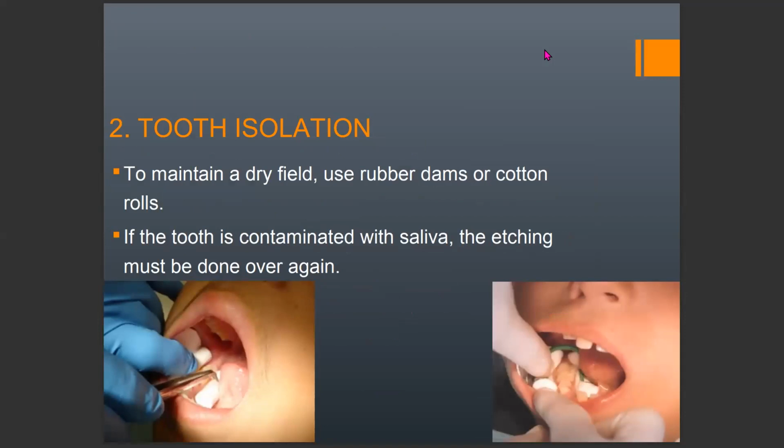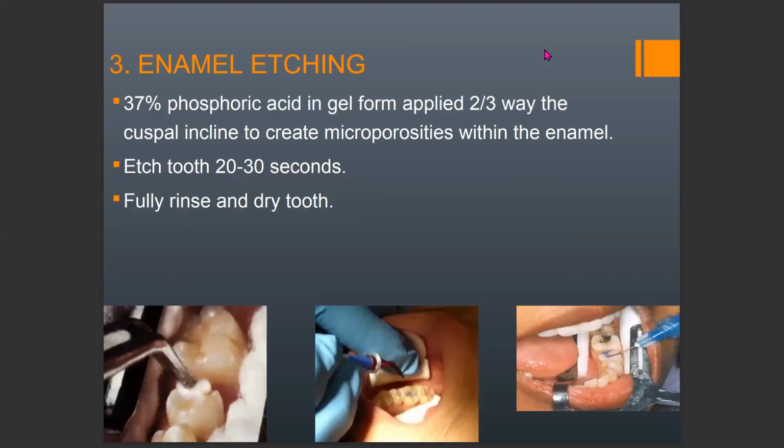Next step is tooth isolation. To maintain a dry field, use rubber dams or cotton rolls. If the tooth is contaminated with saliva, the etching must be done over again. Then enamel etching is done with 37% phosphoric acid in gel form, applied 2 to 3 mm up the cuspal incline to create microporosities within the enamel.